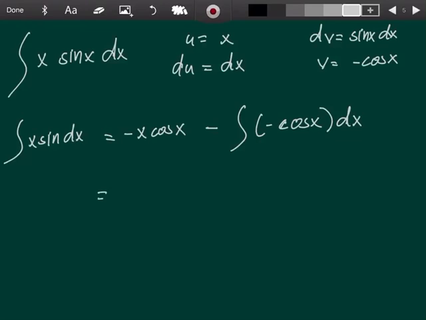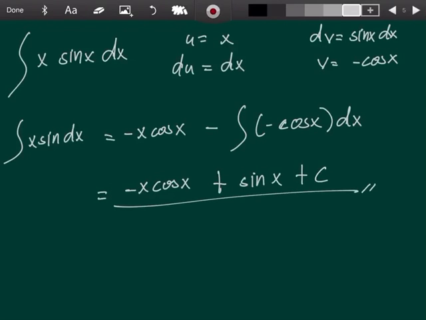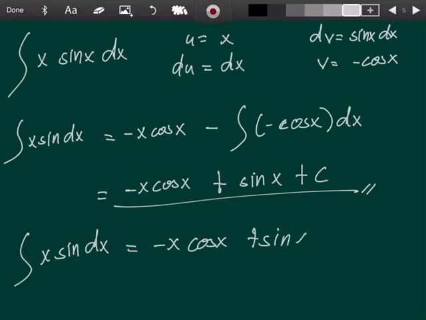So, it would become negative x cosine x plus, kasi negative times negative, it will become plus, the integral of cosine x, which becomes sine x plus c. So, ayun na. So, we have now the answer. So, the integral of x sine x dx is equal to negative x cosine x plus sine x plus c. Okay, so that is the answer.